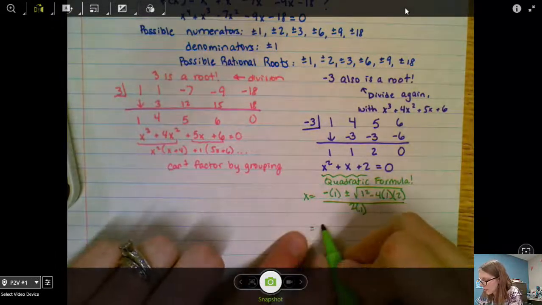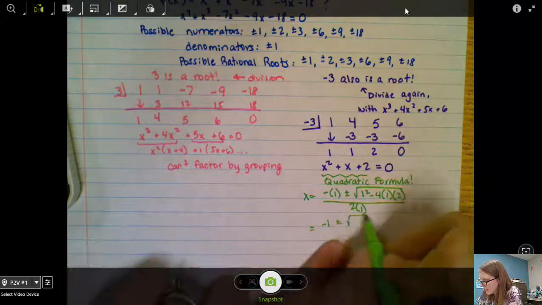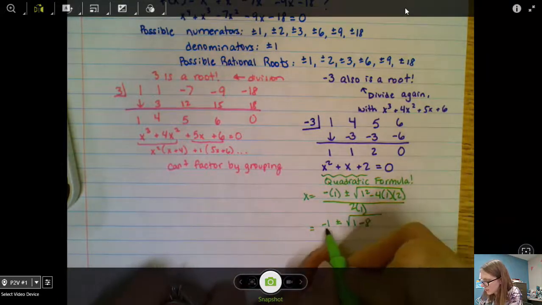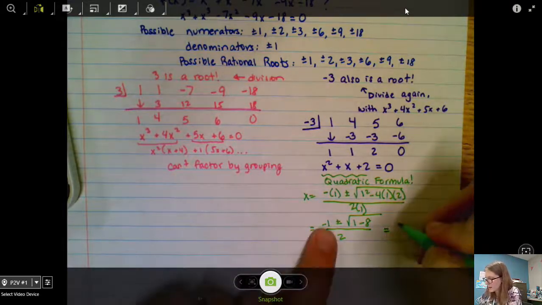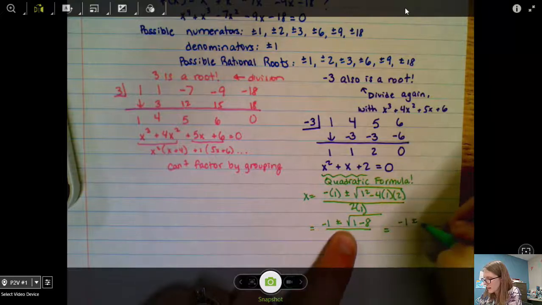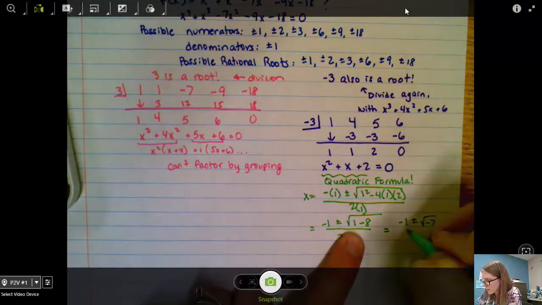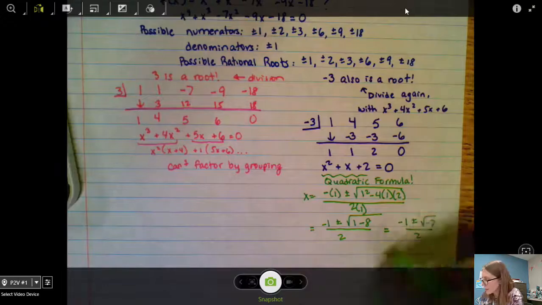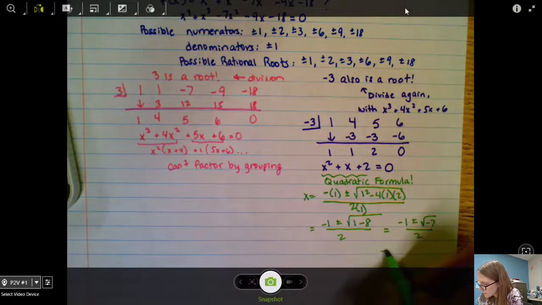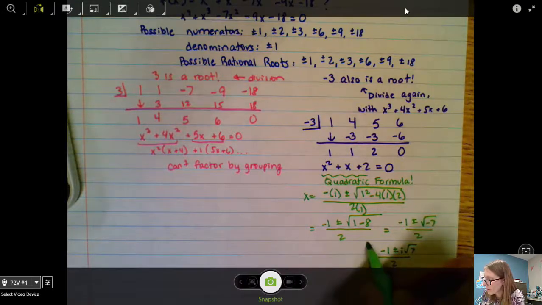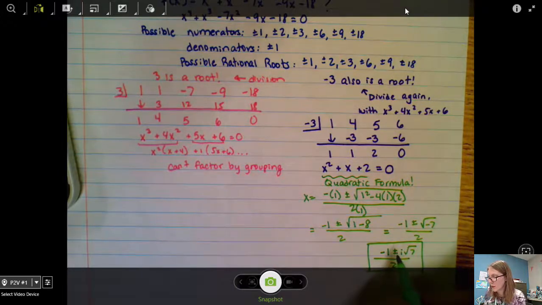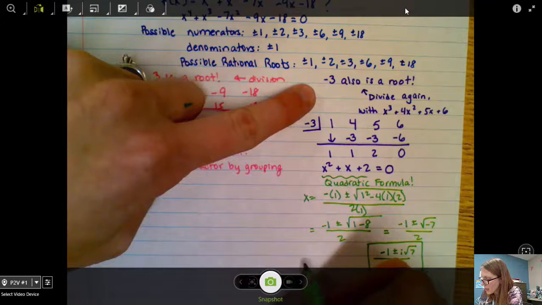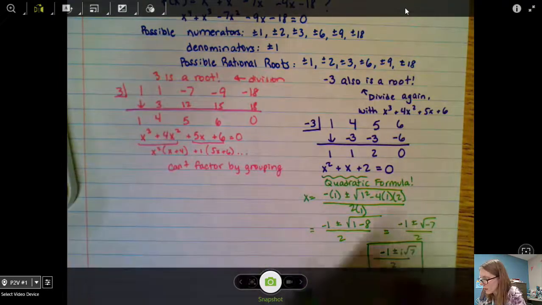So this simplifies -1 plus or minus the square root of 1 minus 8 over 2. And this is -1 plus or minus the square root of -7. Square root of -7 is i square root of 7. Over 2, and we can't simplify any further. So this gives me 2 of my solutions, the plus and the minus option. Then I also found 3 and -3 as our solutions.